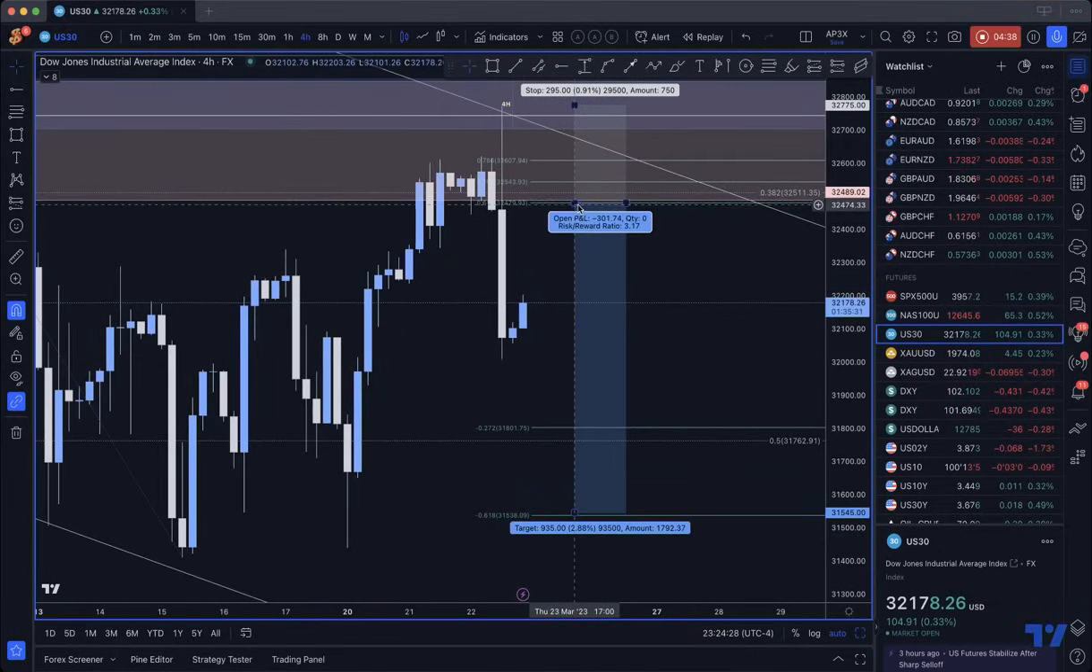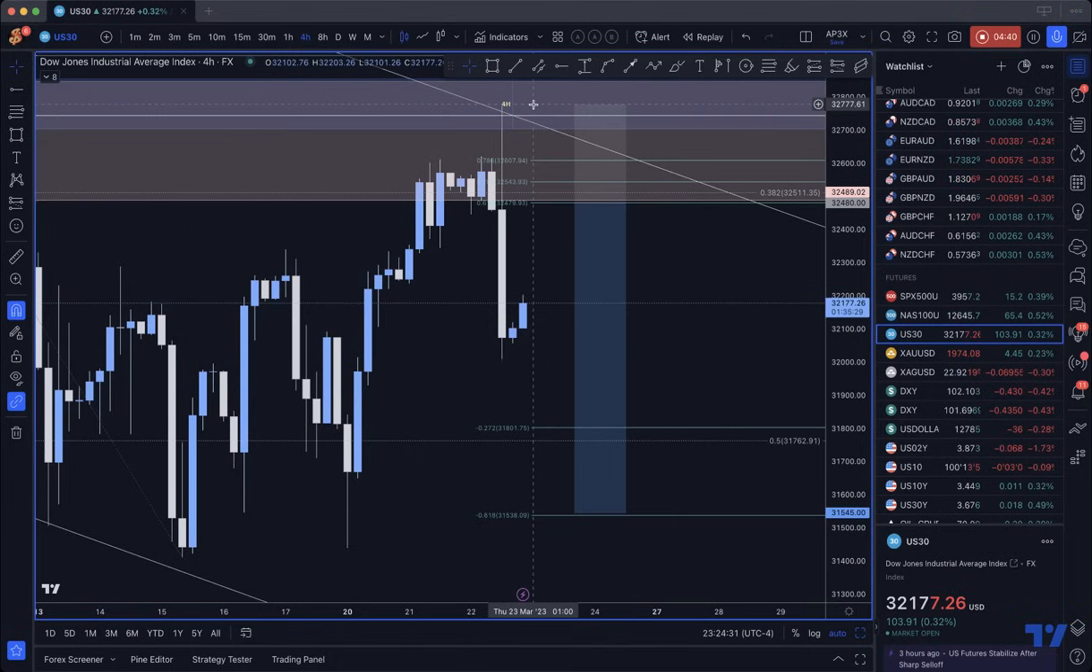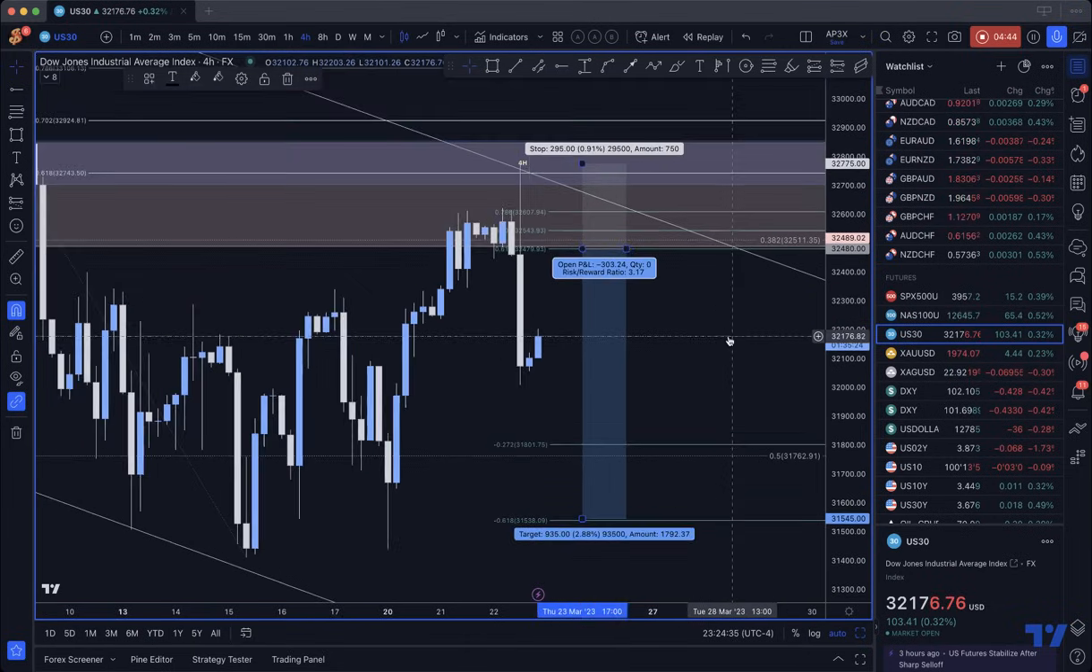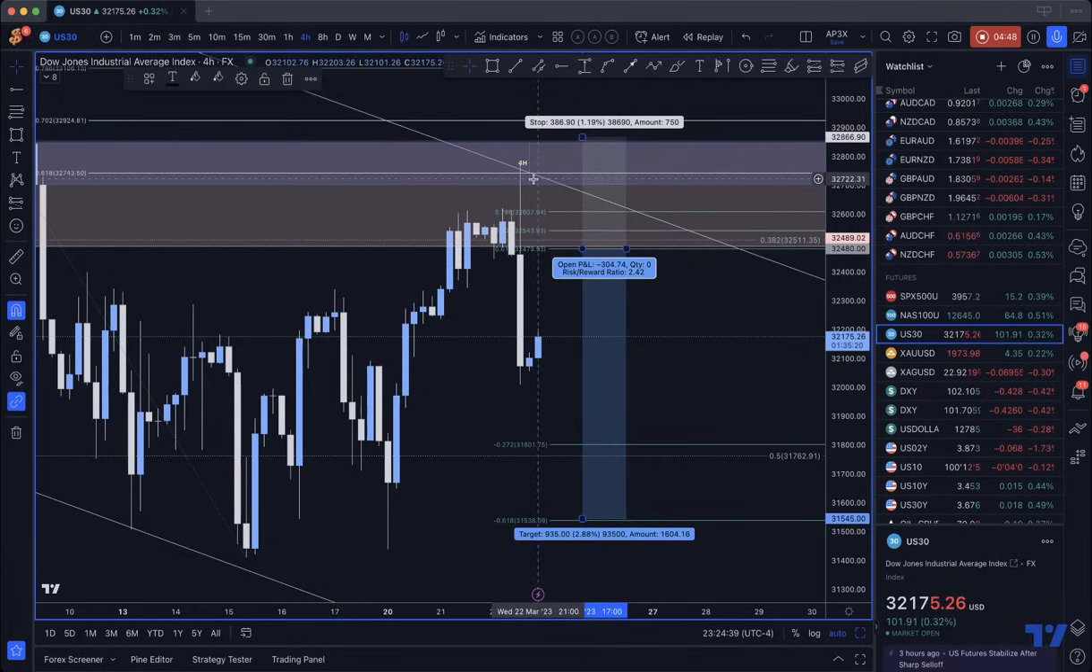So this is not a bad place to sell with the stops above yesterday's highs. If you want to be super conservative, obviously you can put your stops above this 4 hour order block, but it's going to be almost 400 points because we're trading Dow Jones. So 400 points, 200 points, that's something it moves in one 4 hour candlestick, right?